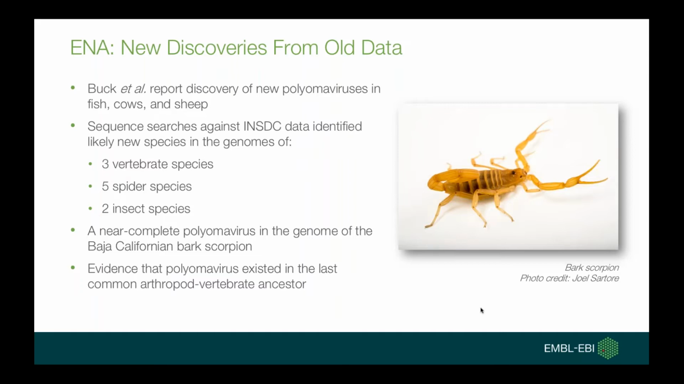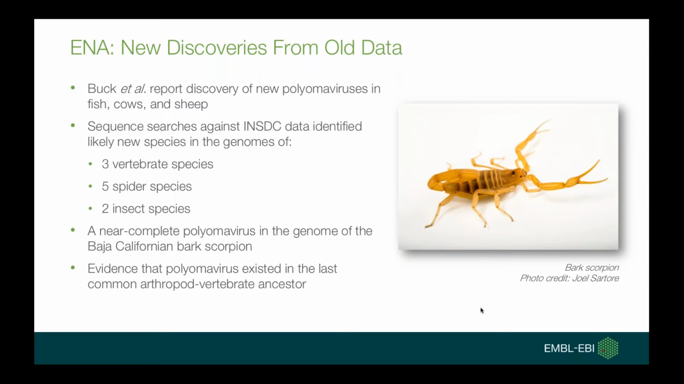Their paper described the discovery of new polyoma viruses in fish, cows, and sheep, and they determined that by doing some primary sequencing of their own from samples. So this is great. Previously, we only knew about polyoma viruses in terrestrial vertebrates, but now because we found them in fish, we know they exist in non-terrestrial vertebrates as well. But they went a step further and searched their sequences against INSDC data.